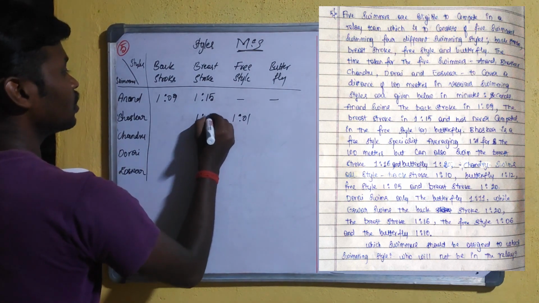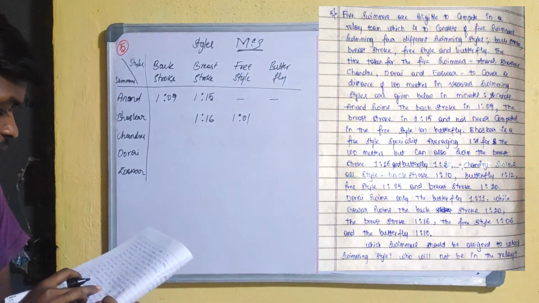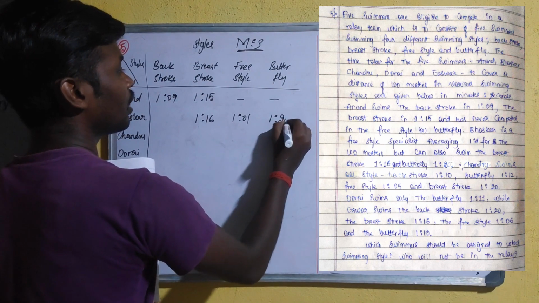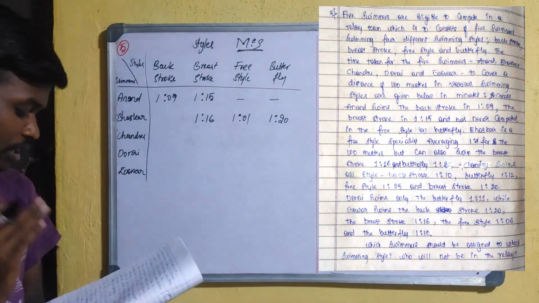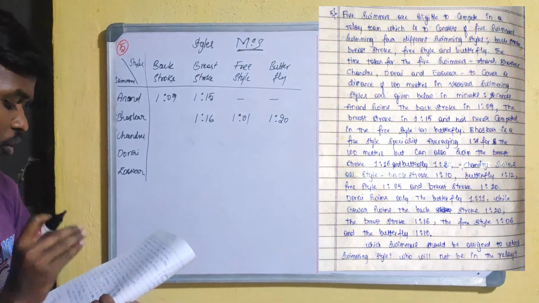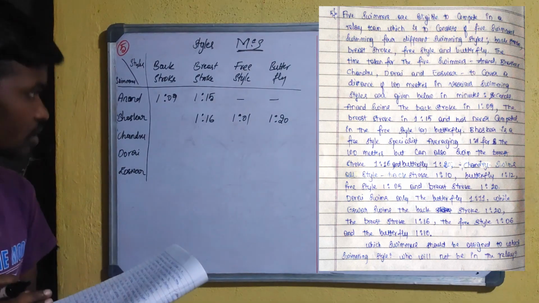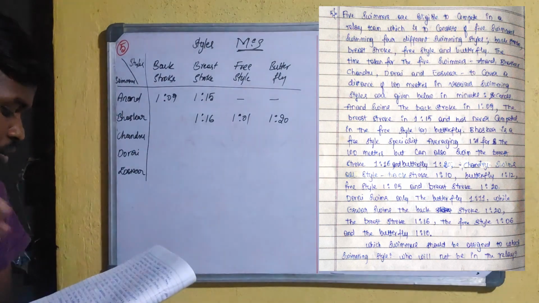And butterfly in 1 minute 20 seconds. So carefully observe the information. You have to allocate the timings to the respective persons for the respective styles. Next, the information related to Chandru is given.